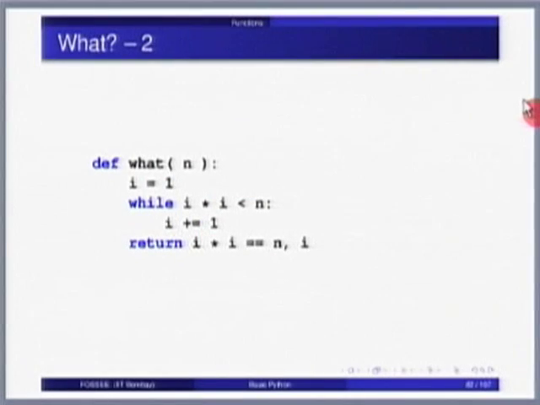So, let us take the example of 5. Okay? Let us say n is 5, start at i equal to 1. i star i is 1, 1 is less than 5, so it will increment, it will go to 2. 2 star 2 is 4, less than 5, so it will go to 3. 3 star 3 is bigger than n, it will get out of the while loop, it will return i star i, which is 3 star 3, 9, is not equal to 5.